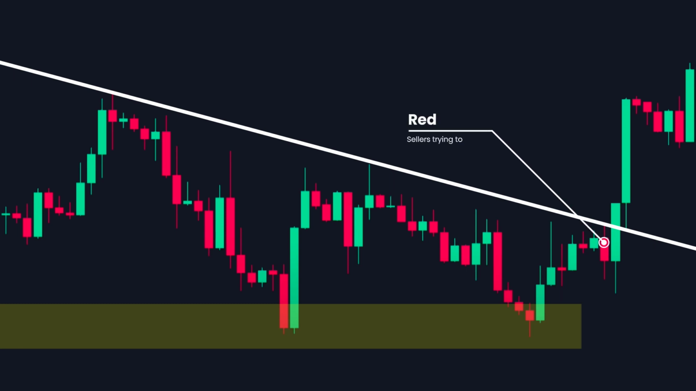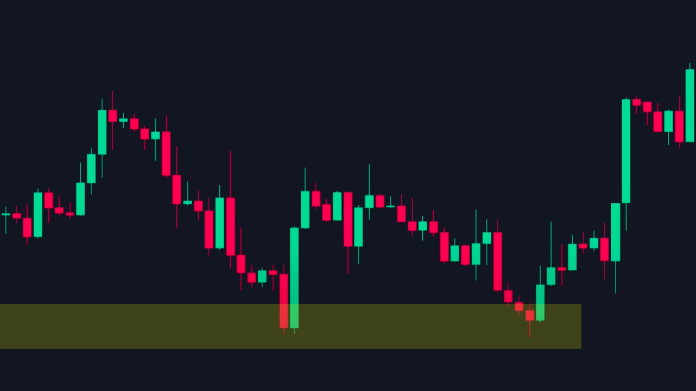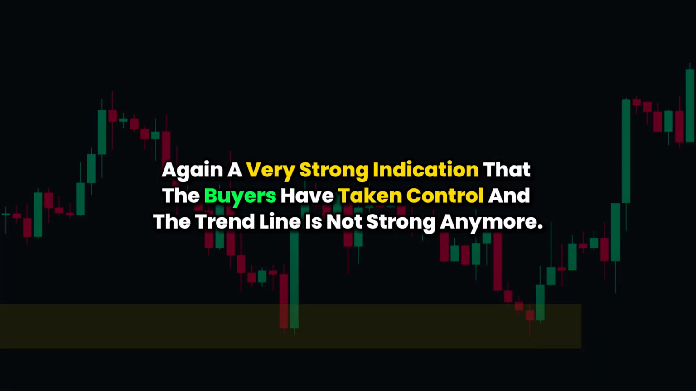This red candle indicates that the sellers were trying to provide resistance at the trend line. The candle is followed by a large green candle that completely engulfs the red candle. It is a bullish engulfing candle. The low of the green candle is lower than the red one. The high is higher than the red one. Again, a very strong indication that the buyers have taken control and the trend line is not strong anymore.